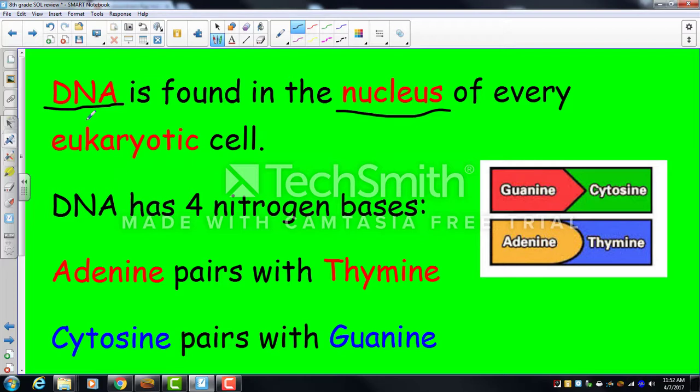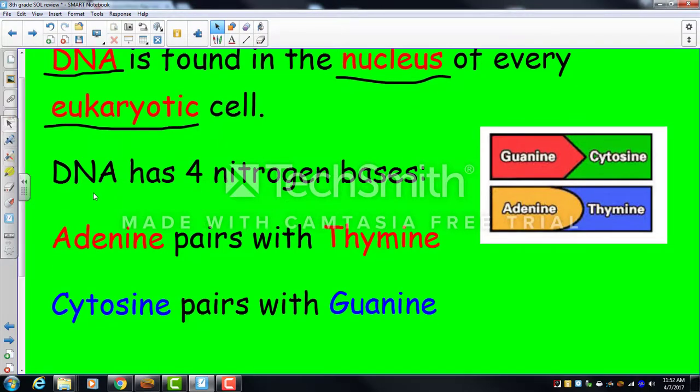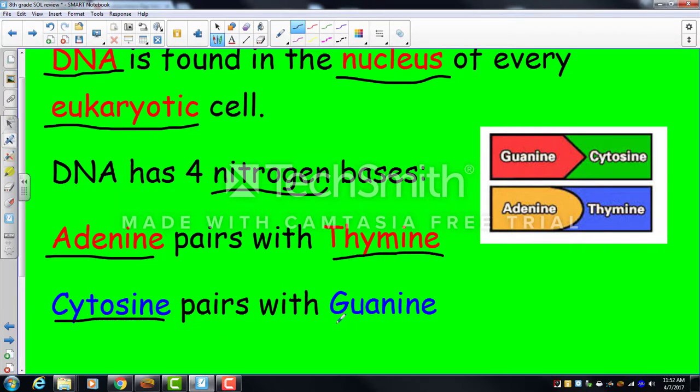Even last year, remember we pulled the DNA out of a strawberry. Strawberries have DNA. Now, here's the first time you're going to see this word in print. Eukaryotic. A eukaryotic cell has the DNA inside the nucleus. Okay? Now, DNA has four nitrogen bases. This is easy to remember. Adenine always pairs with thymine, and cytosine always pairs with guanine. So it's just four bases to remember. That's it. That's all you have to worry about.